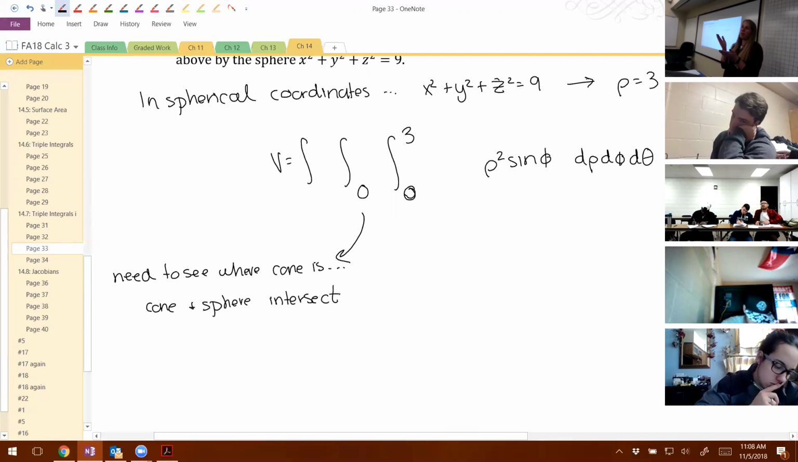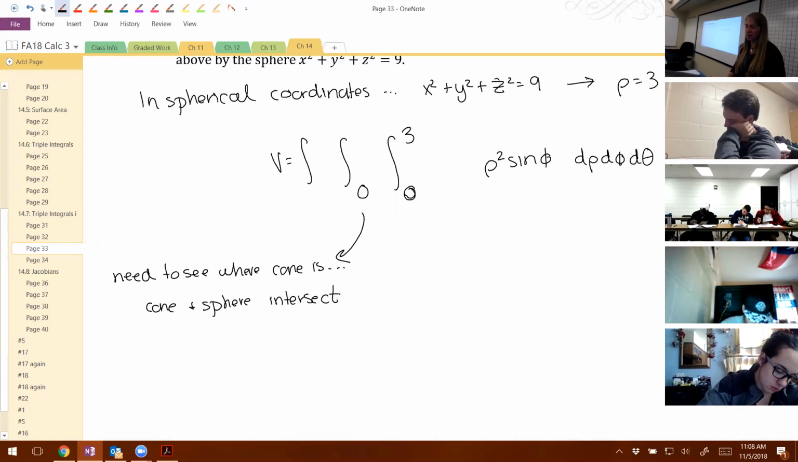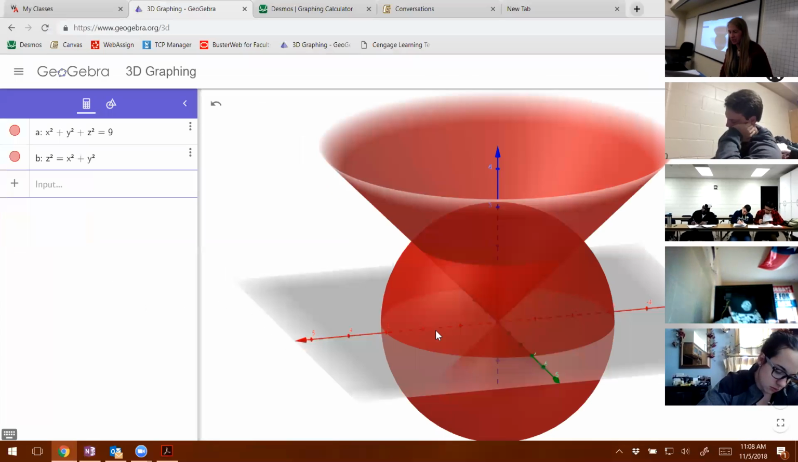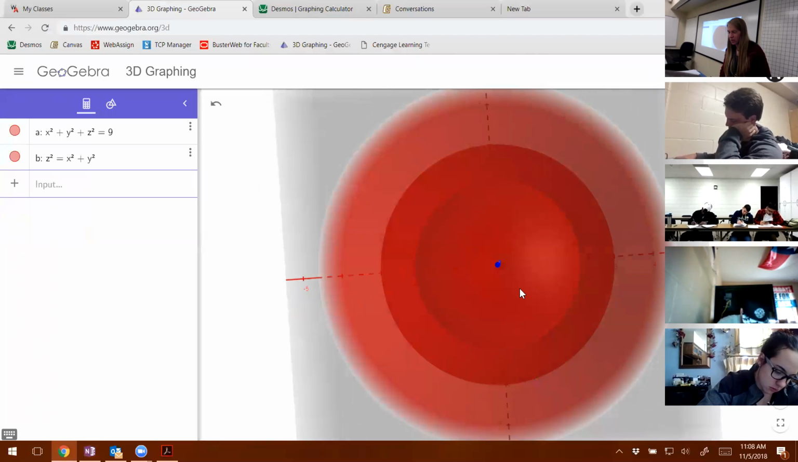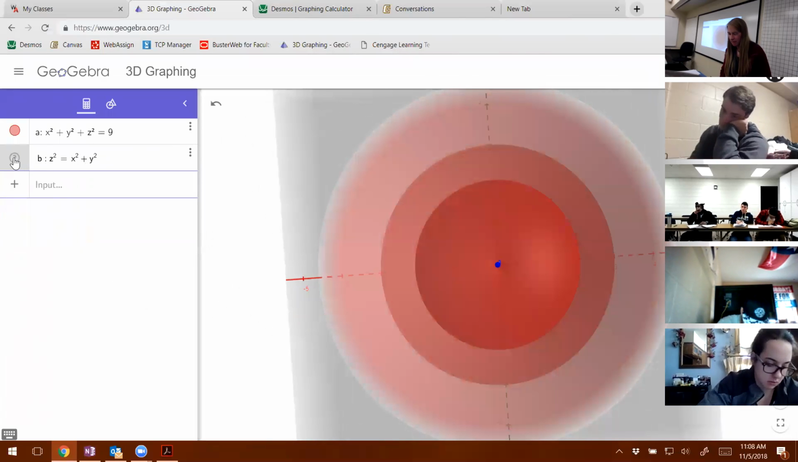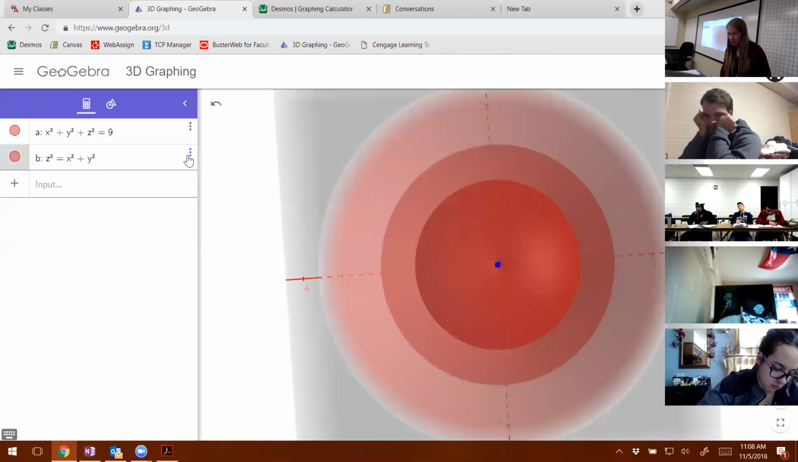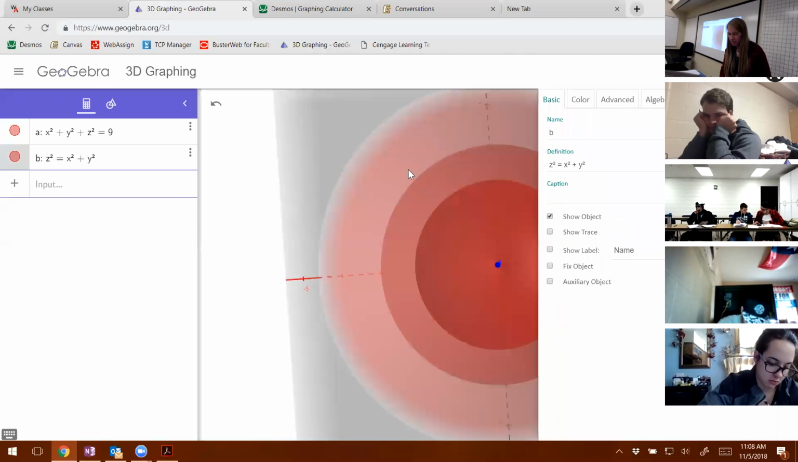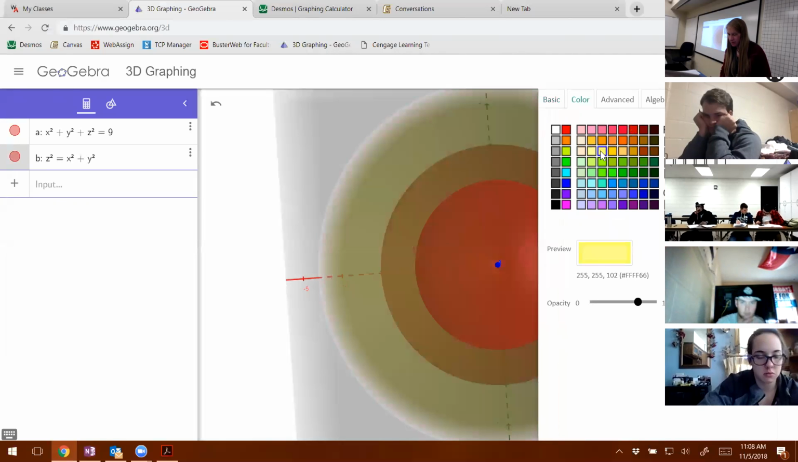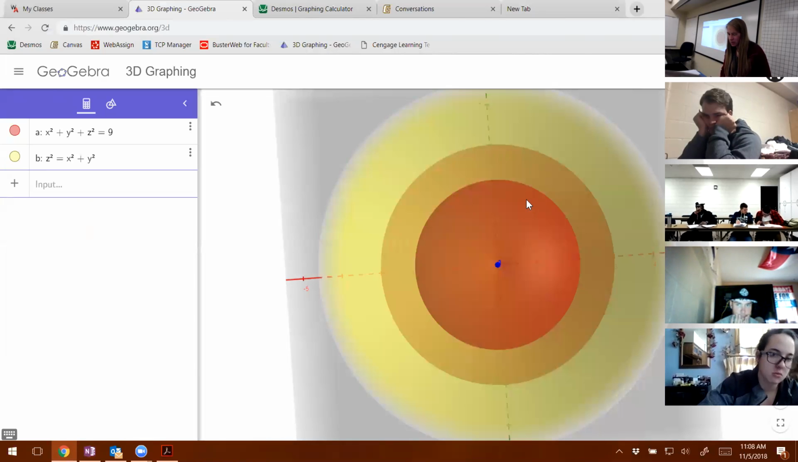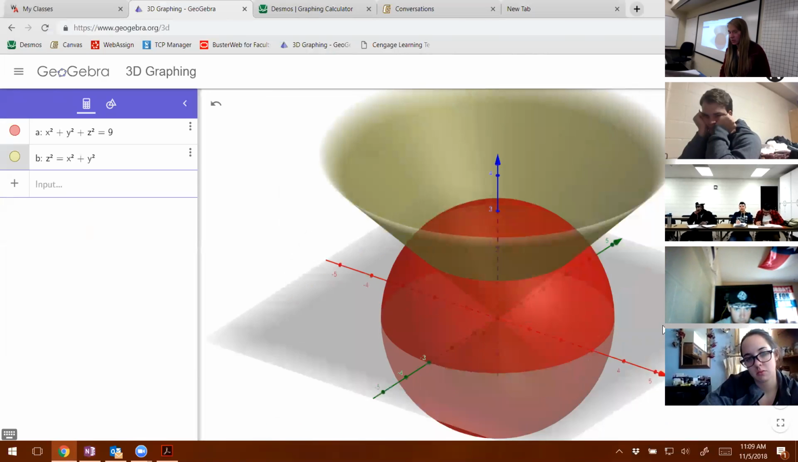Another way to think about this is, remember, after we get those inner limits, we've often asked, what's this region of integration? That's really the same thing that's happening here. Looking down on this, I know this is a whole bunch of red. I could change the color, maybe. Yeah, we'll just leave it. Okay, so we're looking for where that circle and that cone intersect. So this red part in the middle is what we're trying to find, which is a circle.